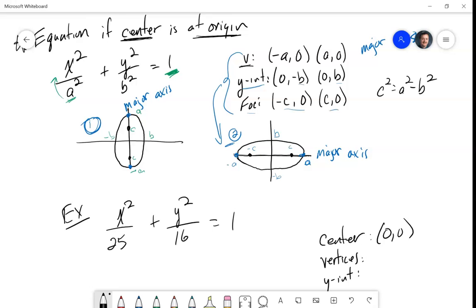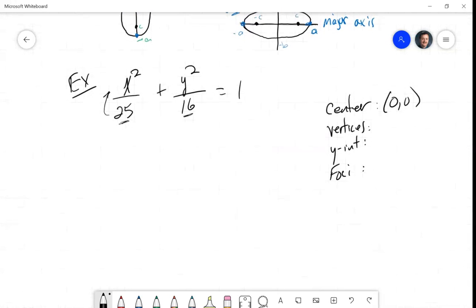So if I'm looking at this, what I notice is that the bigger number of my denominators is with the x variable. Or you could think about it with the x-axis. So what that would tell me is if I was to graph this, that this ellipse is going to be situated like this. In other words, its major axis is going to be on the x-axis.